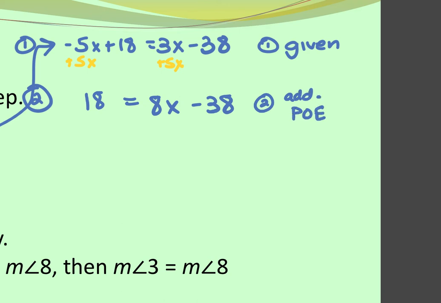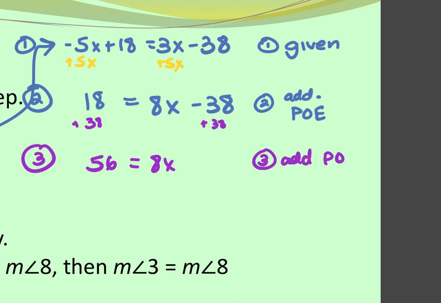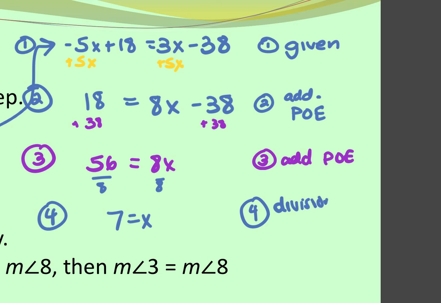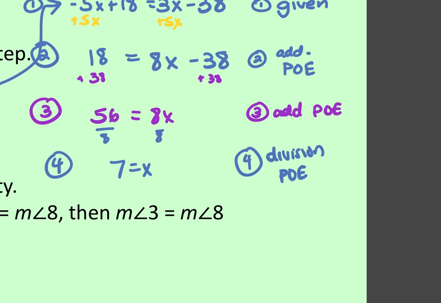Okay, then what'd you do after that? Then I added 38. And so again, addition property of equality. Okay. Then I divided by 8. And? Division. Good. And then I flipped them. Did you flip them? Okay. You didn't have to, but if you did, Homework.